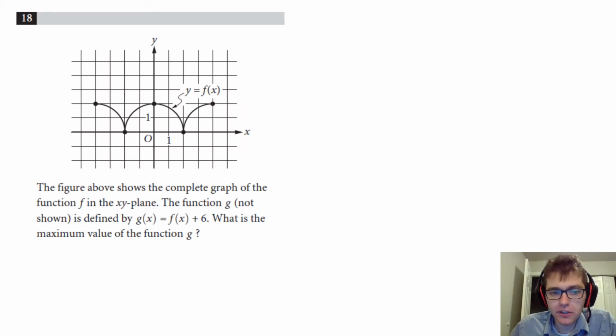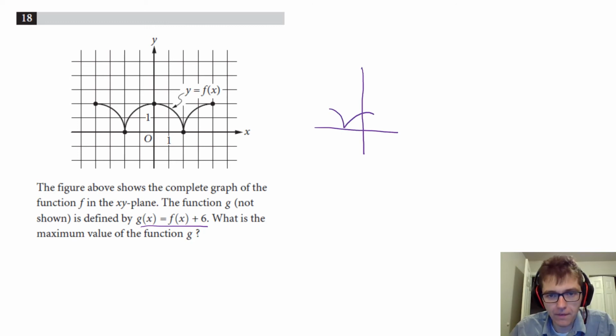Problem 18, the figure above shows the complete graph of the function f in the xy plane. The function g, not shown, is defined by g of x is f of x plus 6. What is the maximum value of the function g? So look at what g of x is, just a constant amount up from f of x, which means that if you plotted this, they don't give you enough room on this graph, but say there's your f of x that looks like that.